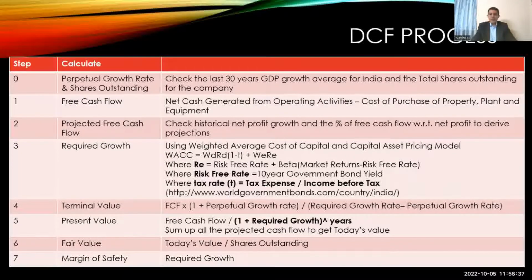To identify the perpetual growth rate, what we do is we take the growth rate of GDP. Obviously, any company cannot grow beyond the growth rate. So this is a more conservative growth rate which we want to apply to the company. Hence, we take the last 30 years of GDP growth average of India, and then we see the amount comes to about 5.2%. So once we identify this percentage, we look into the annual reports, or we go into nseindia.com and get the shares outstanding of the company.